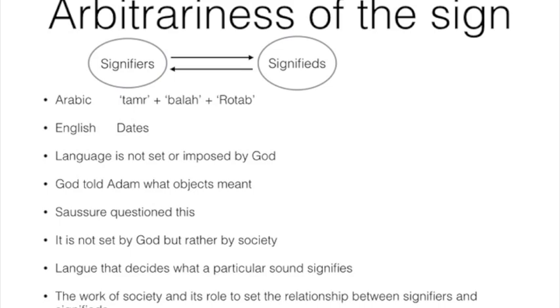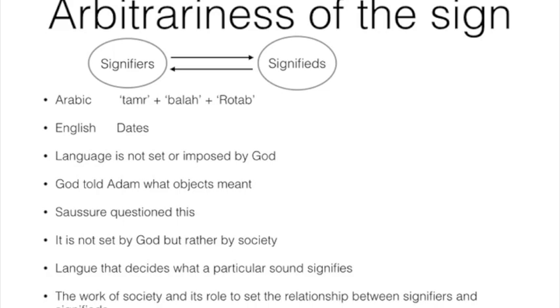So another idea to keep in mind about the change from the old school to this new Saussurean school is that language is not set or imposed by God. They no more think of it that way. God told Adam what objects meant. This is for the previous school. This is what we meant by God imposing language on the human being. They used to think that it's Adam and then God, like in our Islam, the same kind of story.